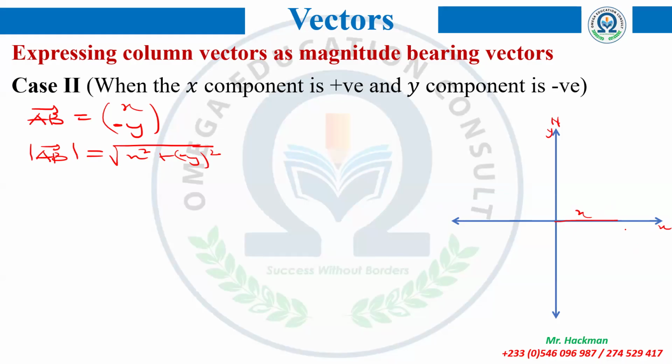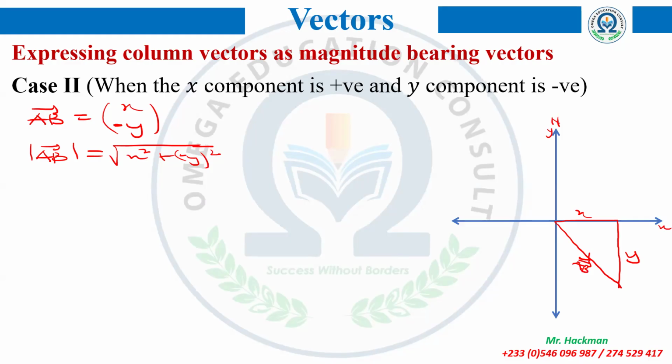Then the y component is negative. Do I have to go up or come down? Come down. So I come down. However, how many spaces? y spaces. Is that clear? So I move from here and end here. So this will be where my vector AB is. So this is the vector AB. Do you agree? Let me indicate my arrow on top. Is my point well made?